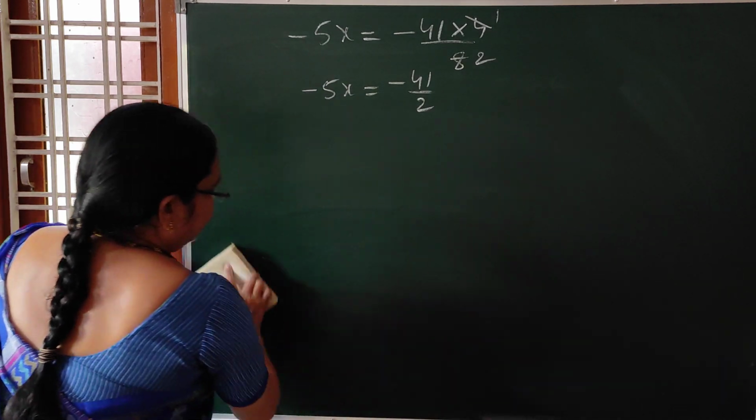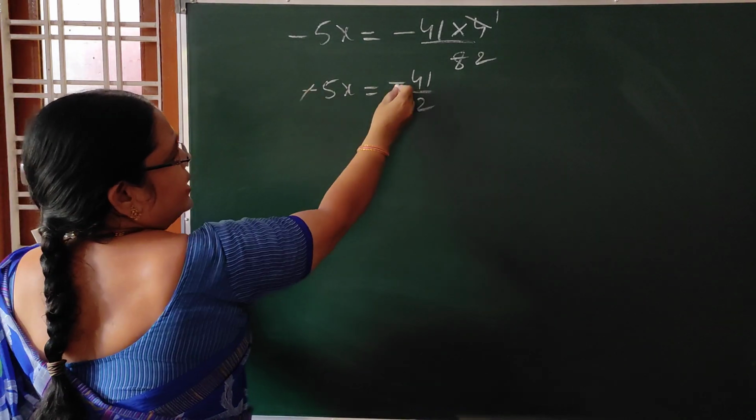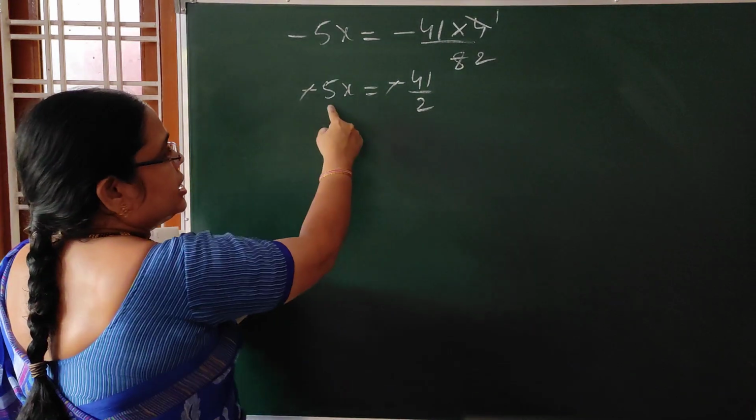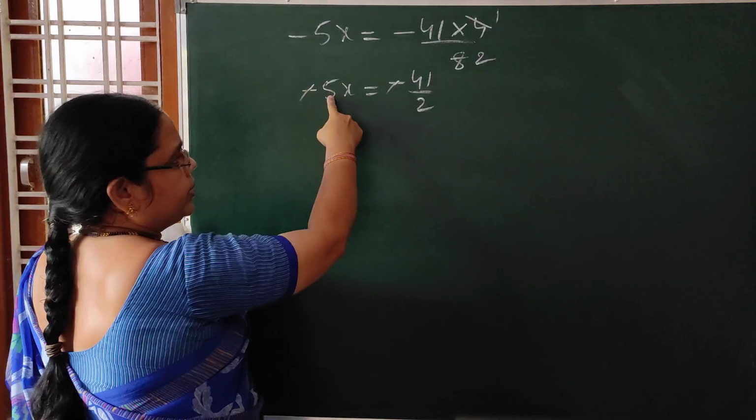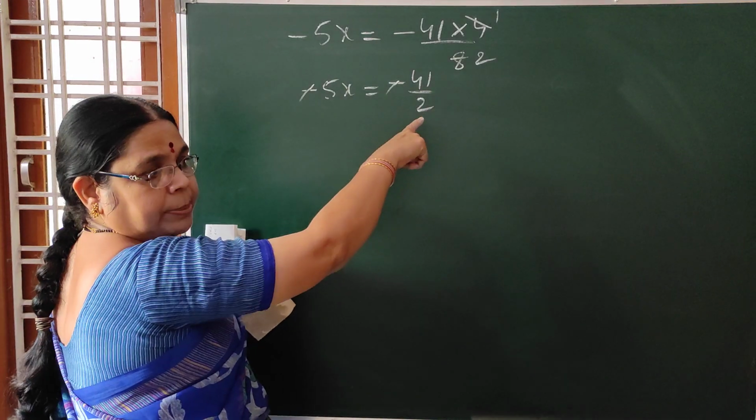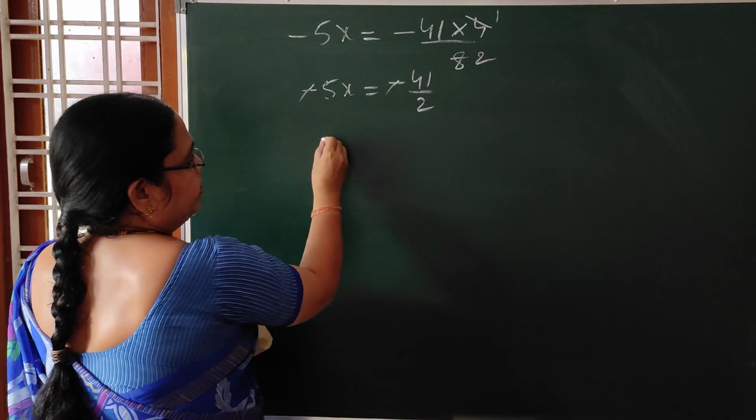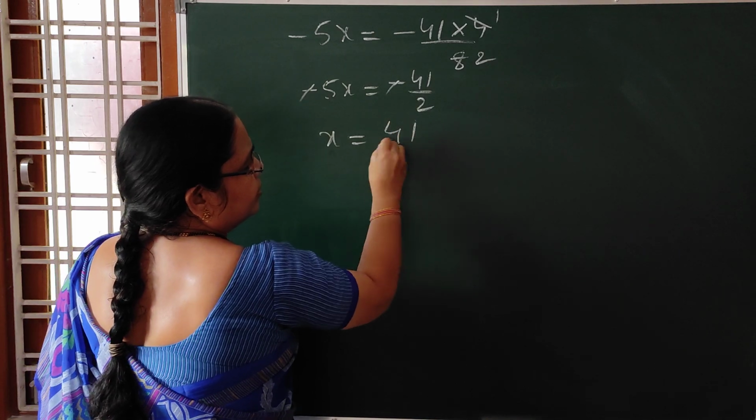So minus 41 by 2. Minus minus gets cancelled on both sides. This 5 will go to the opposite side. When it goes to the opposite side, it becomes divided by. So therefore x is equal to what?